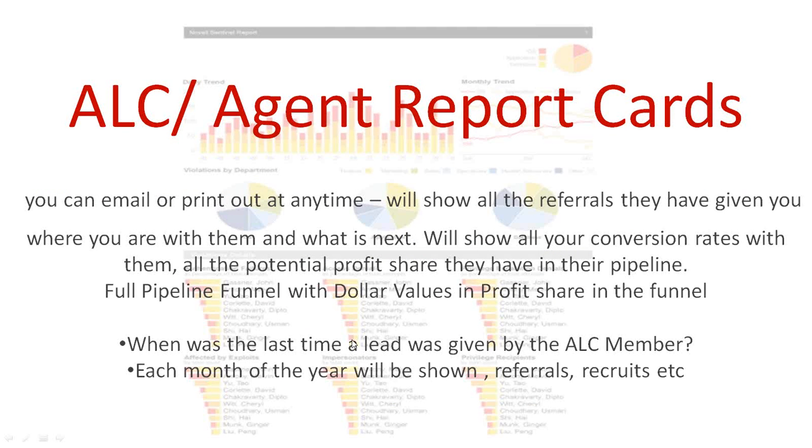Again, when was the last time an ALC member has given you a lead? So you'll be able to see this on the report cards as well, so you can pull up, well, the last time they gave me a lead was 33 days ago. It was on May 25th, and now we're in September. So I can reach out, that wouldn't be 33 days, but whatever the numbers would add up to be. You can actually see when's the last time they gave you a lead, when's the last time we've added somebody to their downline, etc. You're going to be able to see all of that on that report card.